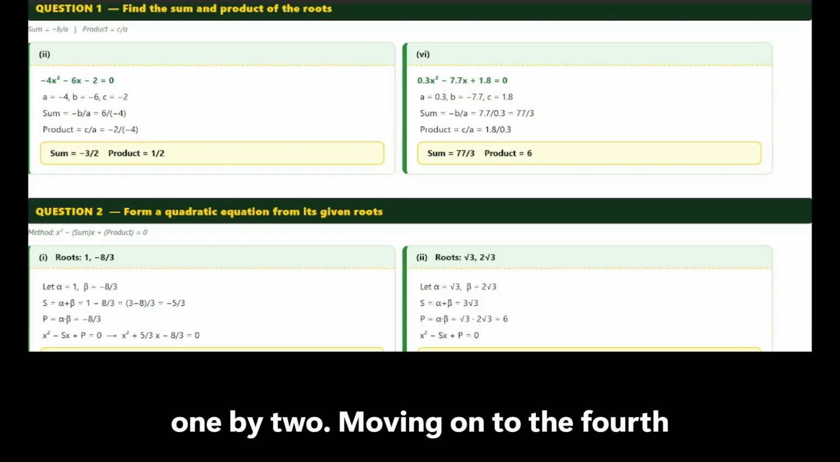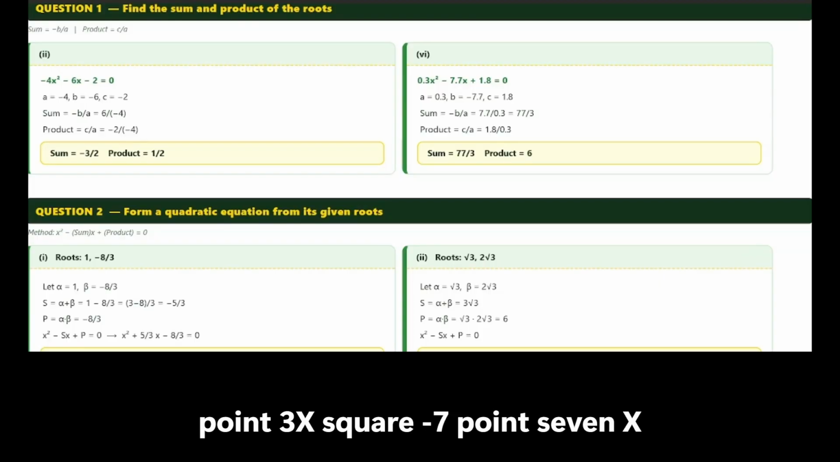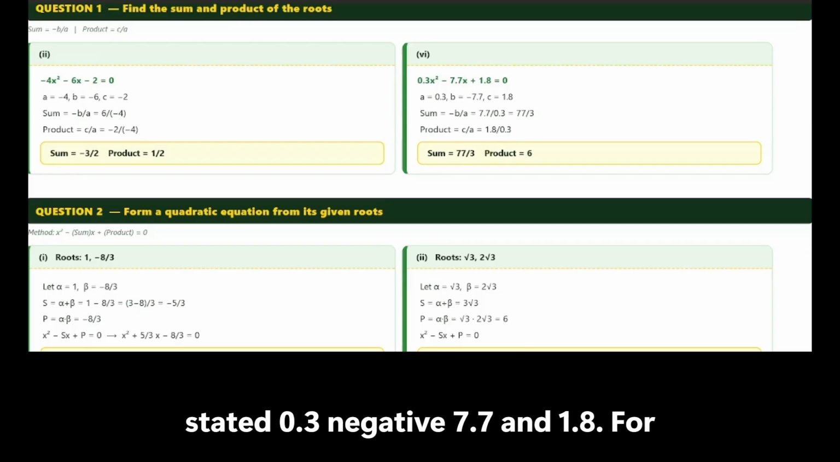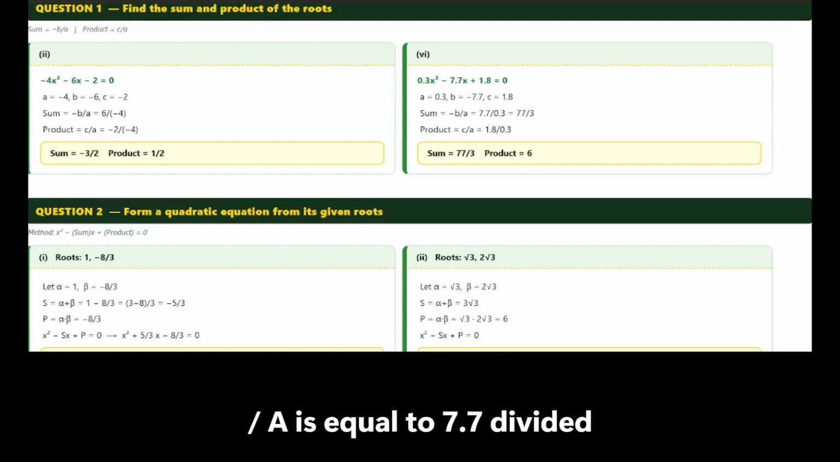Moving on to the fourth part of question number 1, we have 0.3x squared minus 7.7x plus 1.8 is equal to 0. The values of a, b, and c are as stated, 0.3, negative 7.7, and 1.8. For the sum, we can write negative b over a is equal to 7.7 divided by 0.3, which is equal to 77 over 3. And for the product of our roots, we can write c over a, which is 1.8 over 0.3, so that's equal to 6.